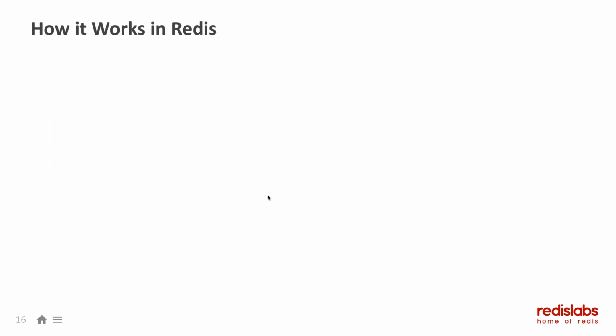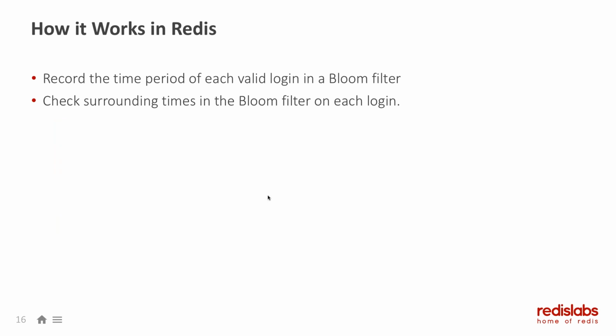So how this works in Redis is very similar to how it works in geographic checks. Each time you log in, it's put into a Bloom filter, right? So we're going to check the surrounding times in the Bloom filter. So as an example, if you log in normally at 8 o'clock, we would check 7, and then we'd also check 9. Yet again, you probably want something a little bit more exacting than whole hours.